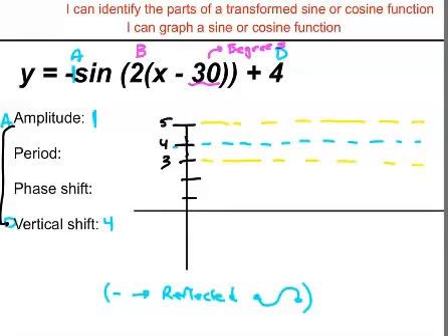But first I'm going to do the B. So the B is the period. And remember, we find the period by going 360 over B. So the length of one cycle is 180 degrees.